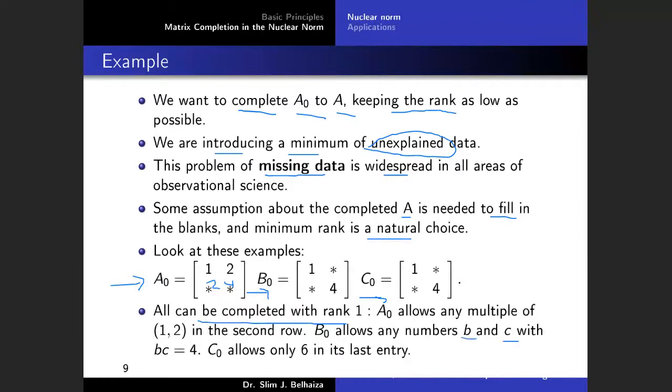B0, for example, if you want to complete it and make it rank 1, it allows any numbers B and C which satisfy the condition that BC equals 4. You don't want rank 0, you want rank 1. So, for example, if you put 8 and half, it works fine. You can put 8 here and half here, and you have a rank 1 matrix. While C0 allows only 6 in its last entry. If you put 6, you get a rank 1 matrix.